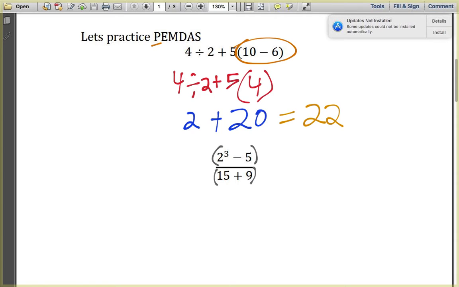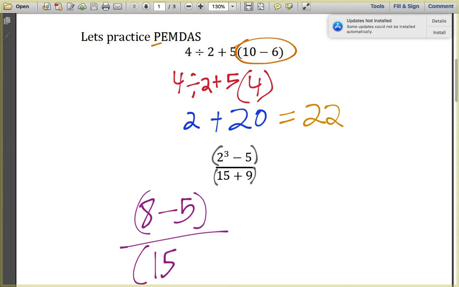So what is inside that top parenthesis that you do first? Well, you're inside the parenthesis, so you look for another parenthesis. Is there another parenthesis in there? No. So then I look for an exponent. There is an exponent, so I'm going to get 8, because 2 times 2 is 4, times 2 a third time is 8. And then, honestly, you could do the bottom right now, but I'm just not going to worry about it. We'll just do it all together. So inside that top parenthesis, you do 8 minus 5. I get 3, right?